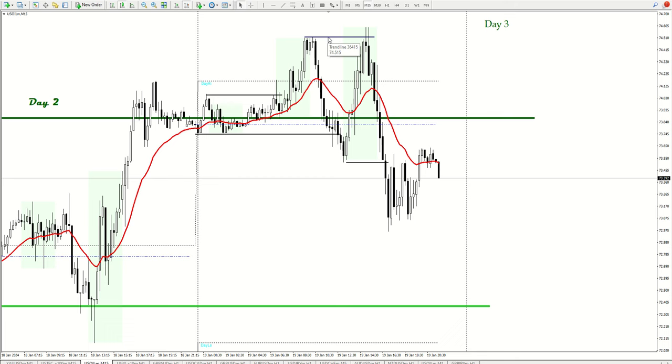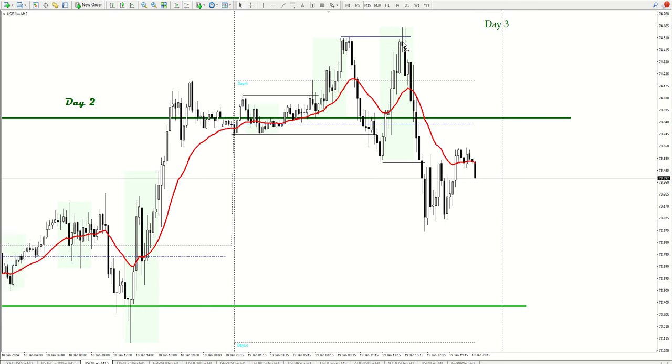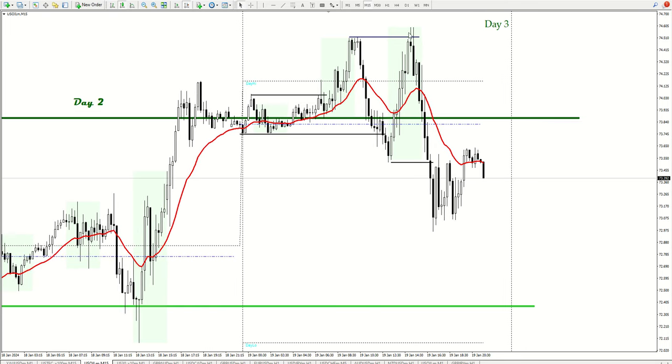So for me, it's not a hassle. Say for instance, if I've selected three pairs for the session, when the alert rings, I know it's one of three currencies or one of three pairs. So what I do is I just come and observe. Let me show you.